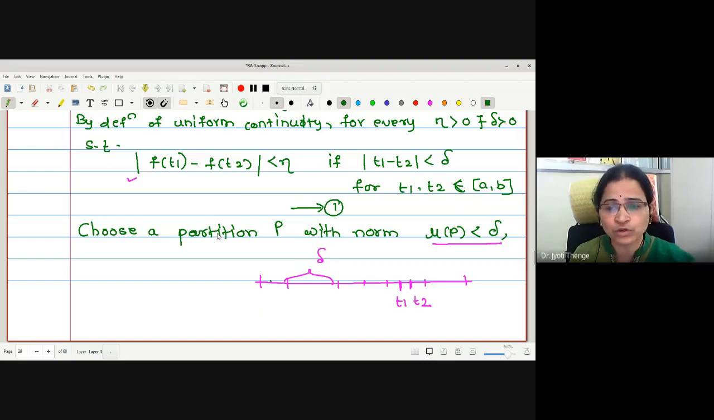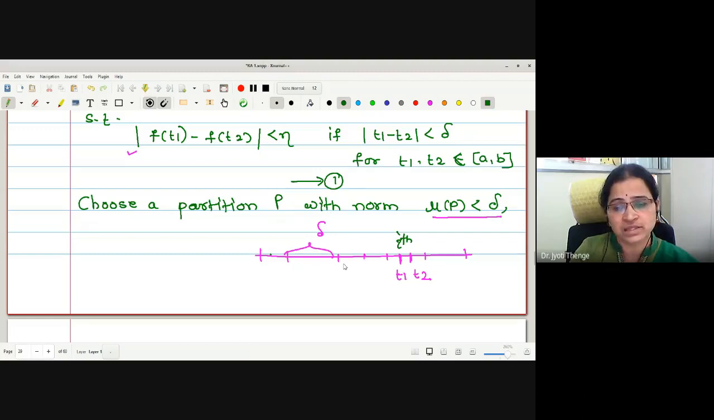Now I am going to write it for the ith subinterval. The length of the ith subinterval is no doubt less than delta. Therefore, for any two points I select in that ith subinterval, the difference between the function values is less than eta. Therefore, may I say, as the notation we have used, capital Mi for the supremum of f in the ith subinterval.